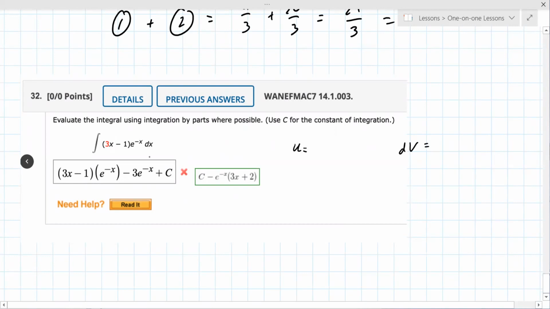But in these problems, your u is almost always going to be this thing in front of e, and your dv is always going to be this e to the minus x dx. Have you seen that in class? I hope.